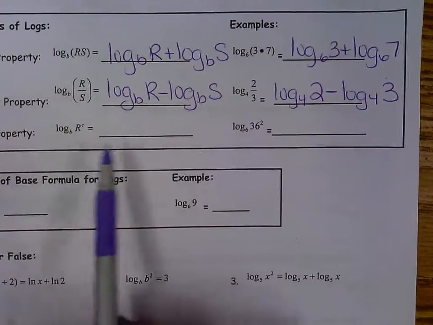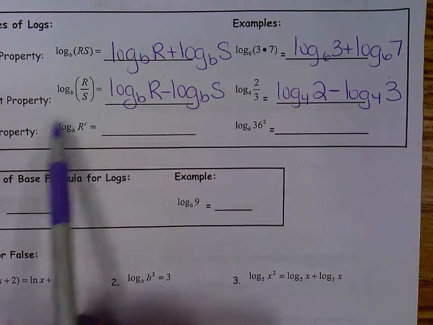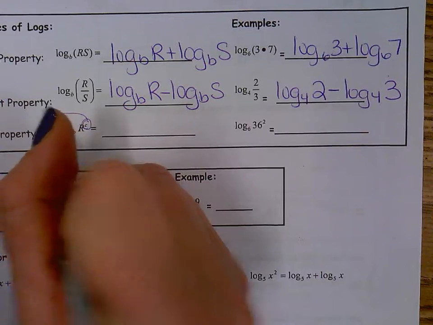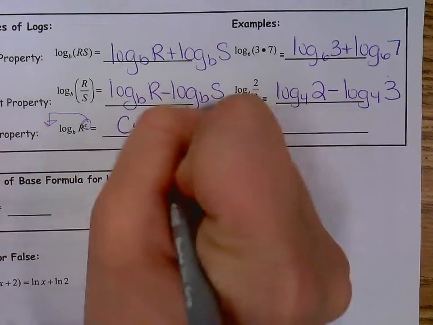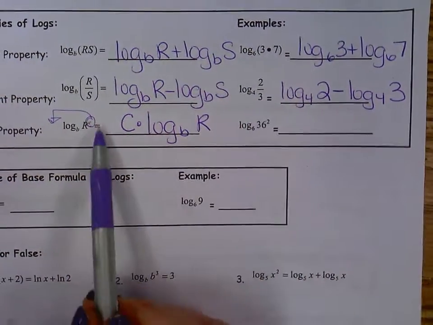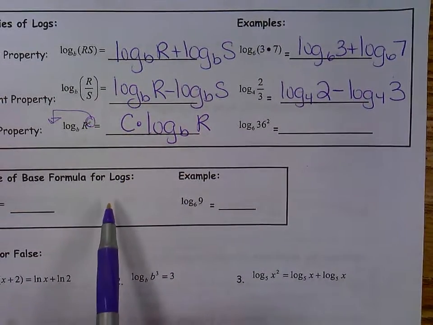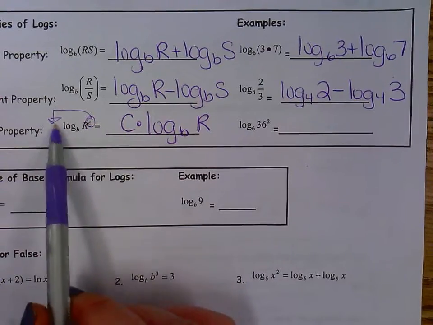So this last one is going to be also important. It allows you to take a power and move it down front and make it a coefficient. So I would have c times the log base b of r. So it makes it so you can bring the power down in front as a coefficient.